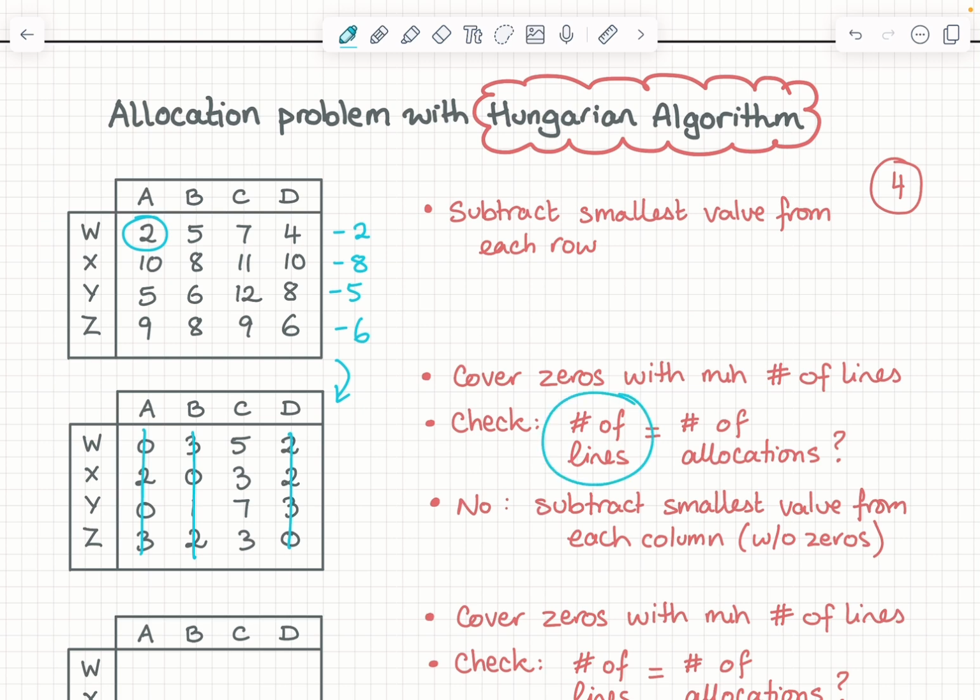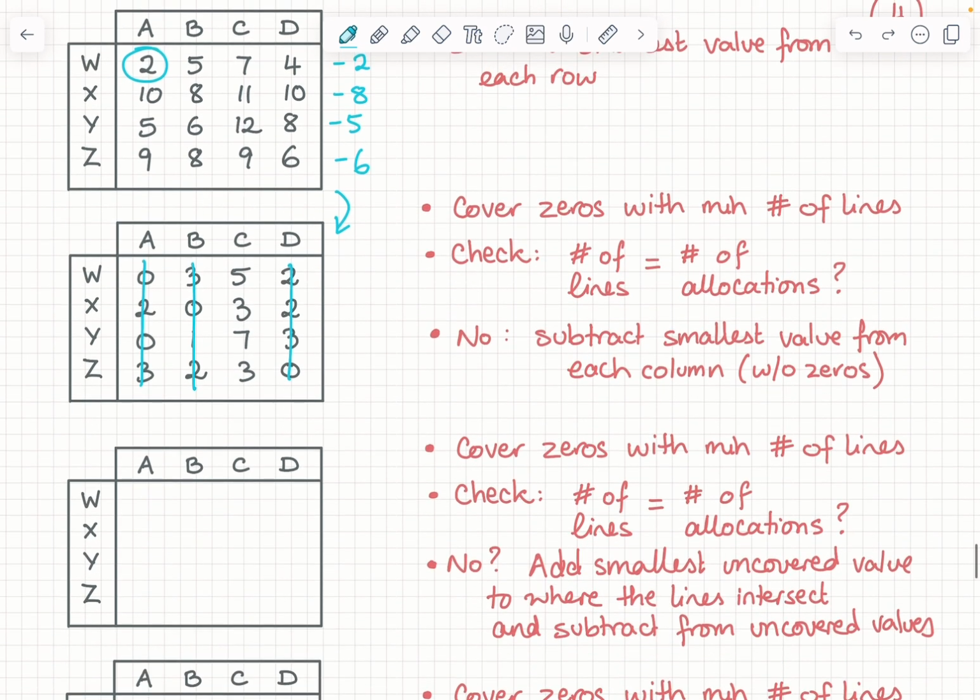We have 3 lines, and that is not equal to the number of allocations. We need 4 allocations, W, X, Y, and Z. So we have to keep going. What we're going to do now is subtract the smallest value from each column. We did rows before, now we do columns. But we're only doing it to the non-zero column.